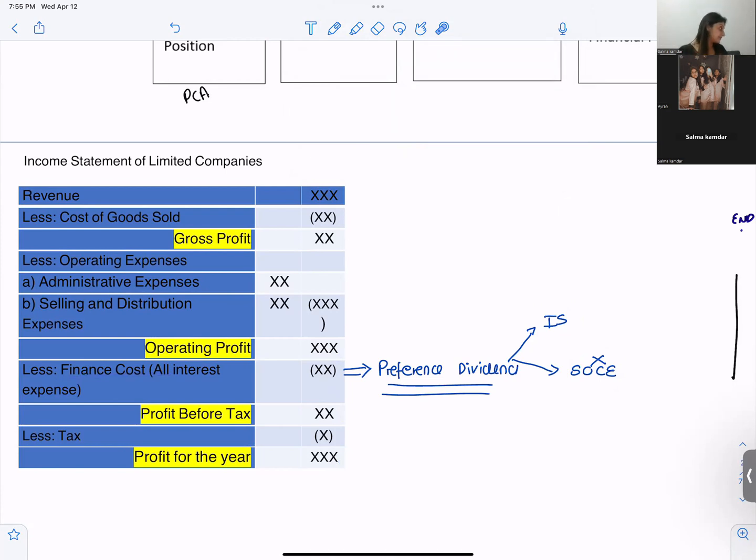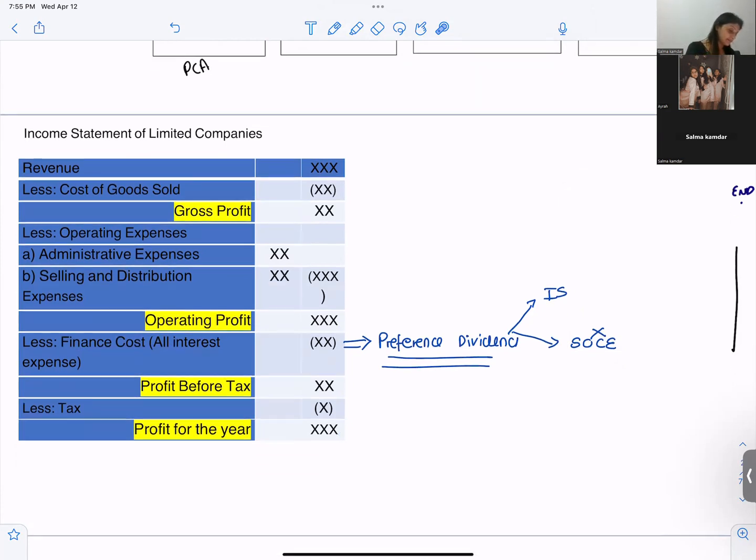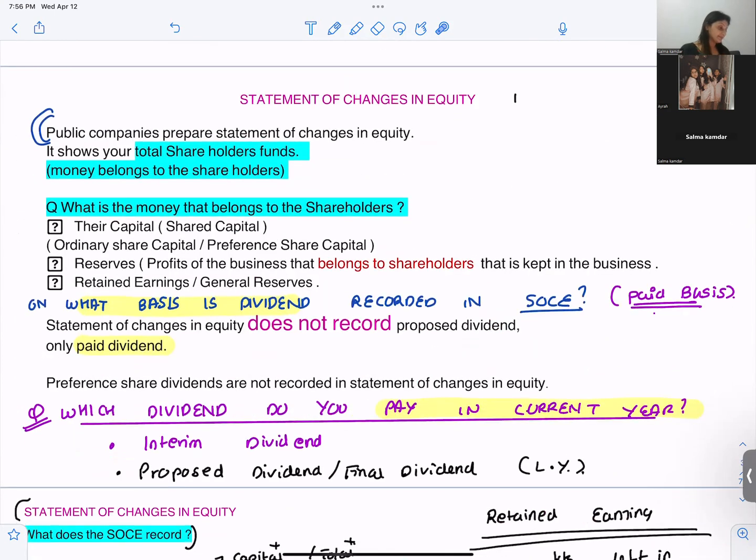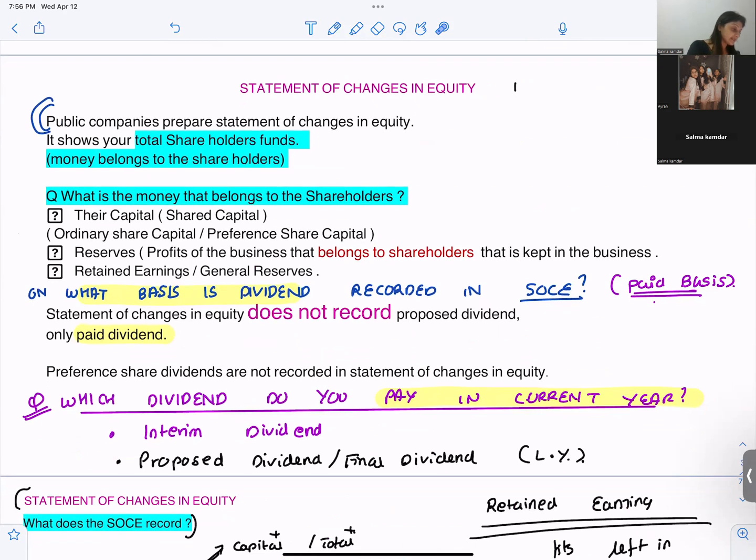The interest and the preference dividend percentage. Okay. What is a statement of changes in equity? What does a statement of changes in equity show? It shows how the profit is divided by the shareholders.